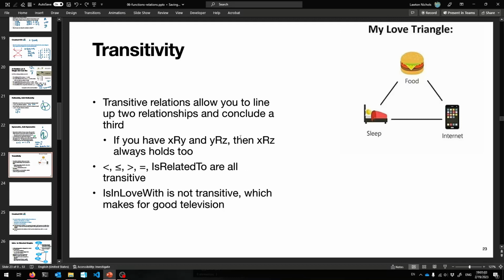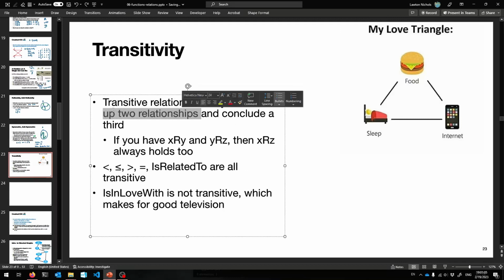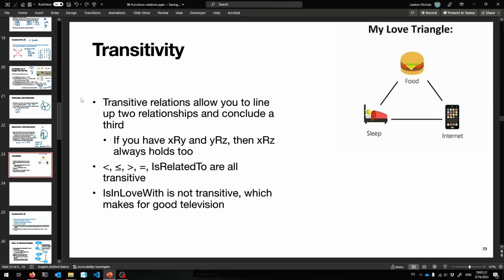Transitive relations allow you to line up two, maybe smaller in a sense, relationships and automatically conclude that a third relationship must also exist. It's saying that if you have x related to y and y related to z, then you immediately can hop over and say that x is related to z. That must also always hold.